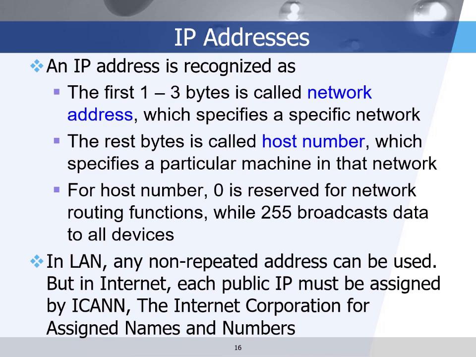And public IP can be assigned by the ICANN, which is an organization, and the name is Internet Corporation for Assigned Names and Numbers. So actually, public IP is quite a valuable resource. And as you may know, the IPv4 version already has no available IP address for new machines.